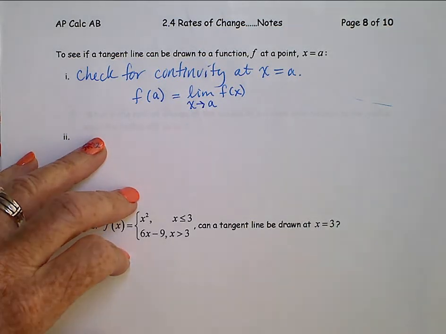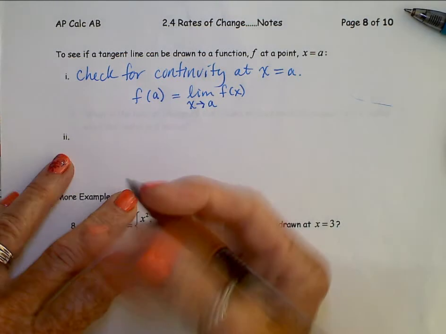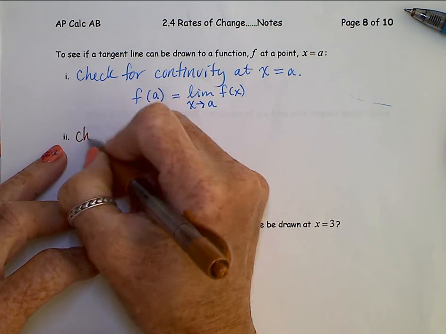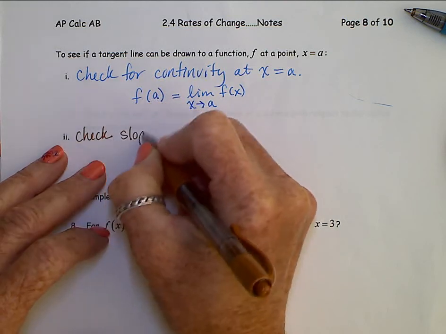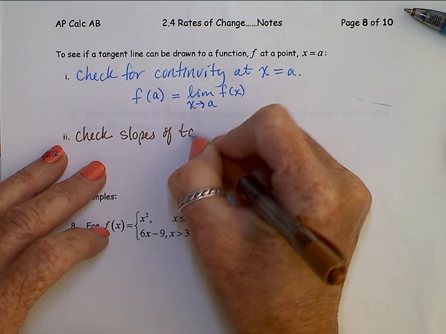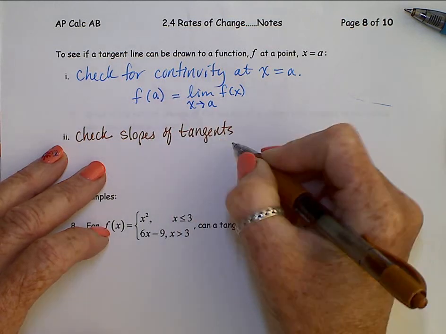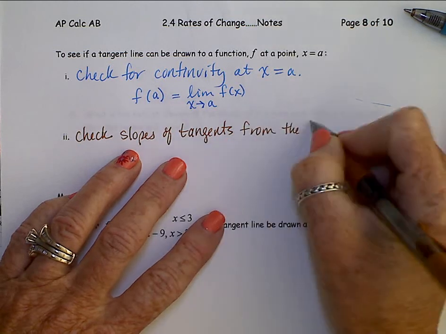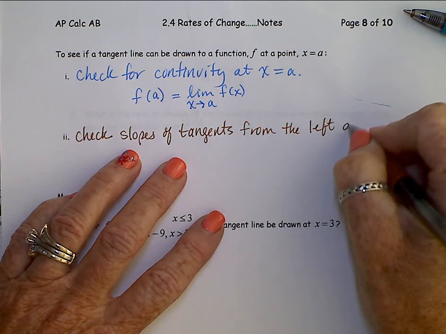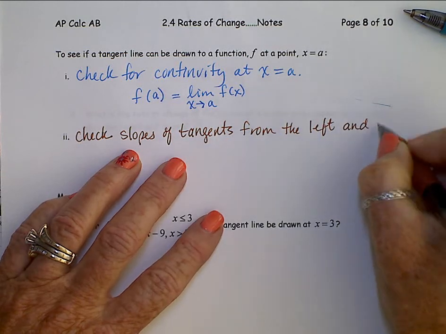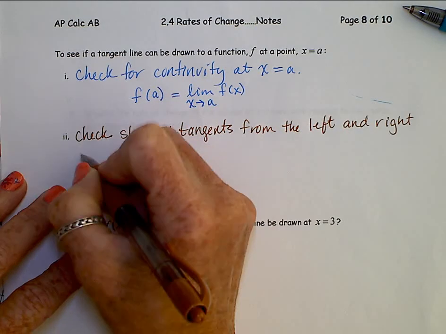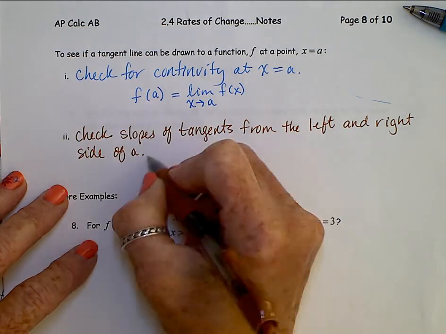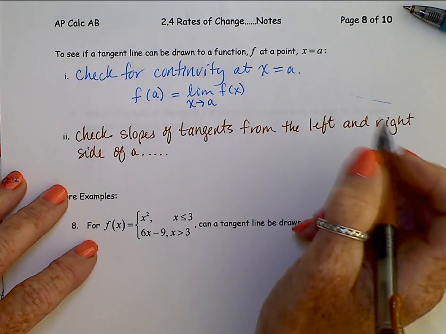The second thing that we need to check for is slopes of tangents from the left and the right side of a. Check slopes of tangents from the left and right sides of a. Those should be the same in order for there to be a tangent line there.